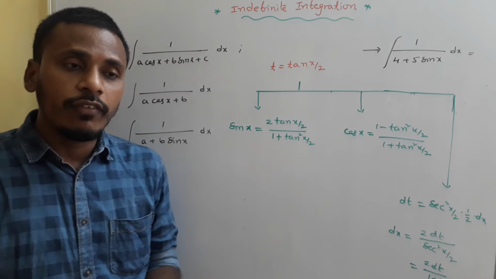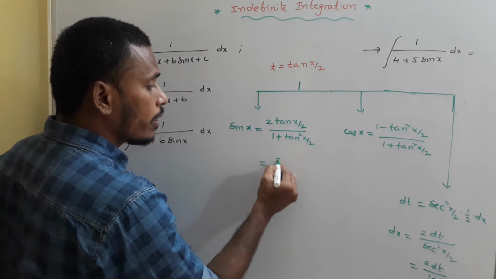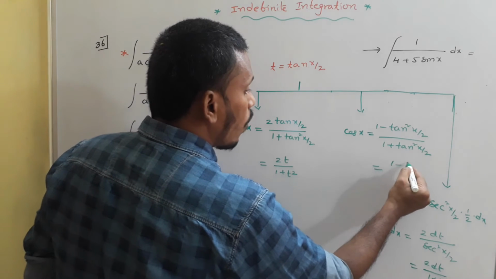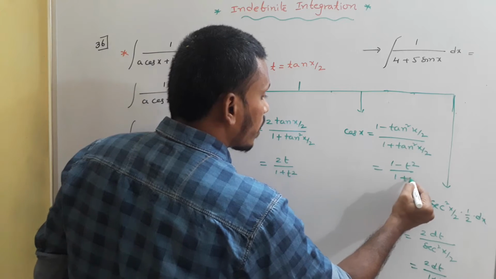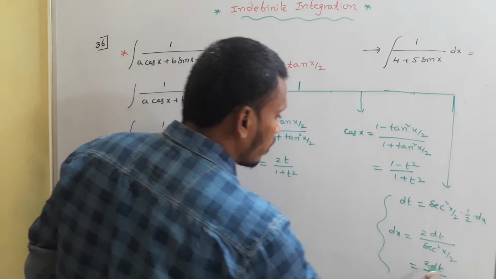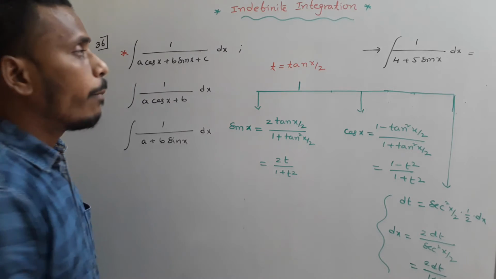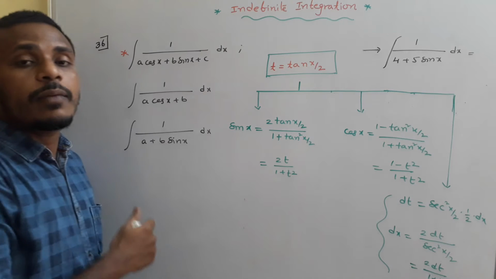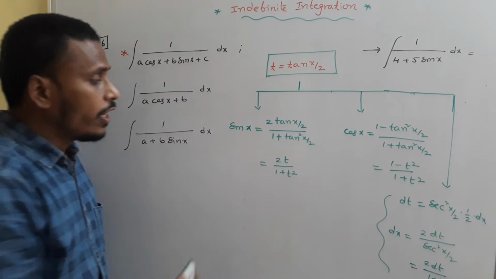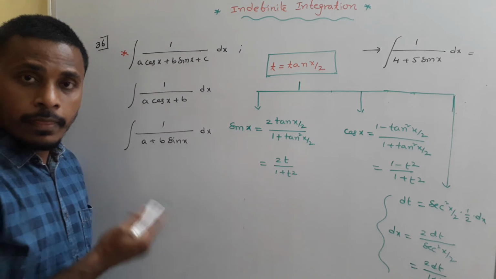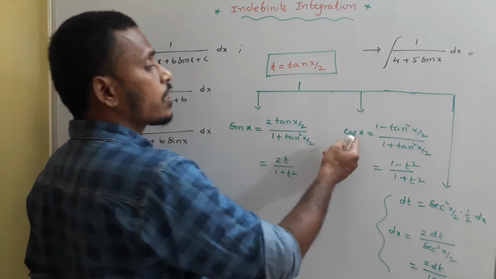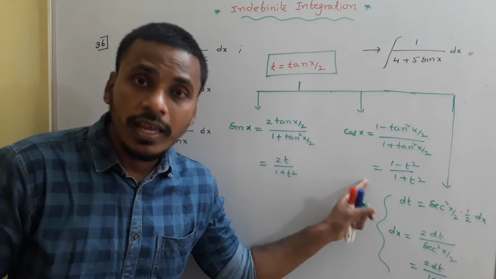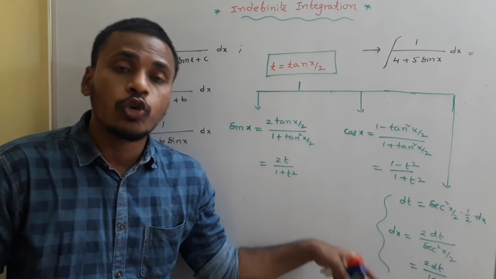So if you try to convert everything in terms of t, sin x is simply 2t by 1 plus t square. Cos x is simply 1 minus t square by 1 plus t square. And dx is nothing but 2 dt by 1 plus t square. By taking t as tan x by 2, to convert the problem completely in terms of t, we need to use the sin x formula of multiple angles from trigonometry and the cos x formula of multiple angles from trigonometry, and then express sin x and cos x in terms of t. As well, just express dx also in terms of dt.